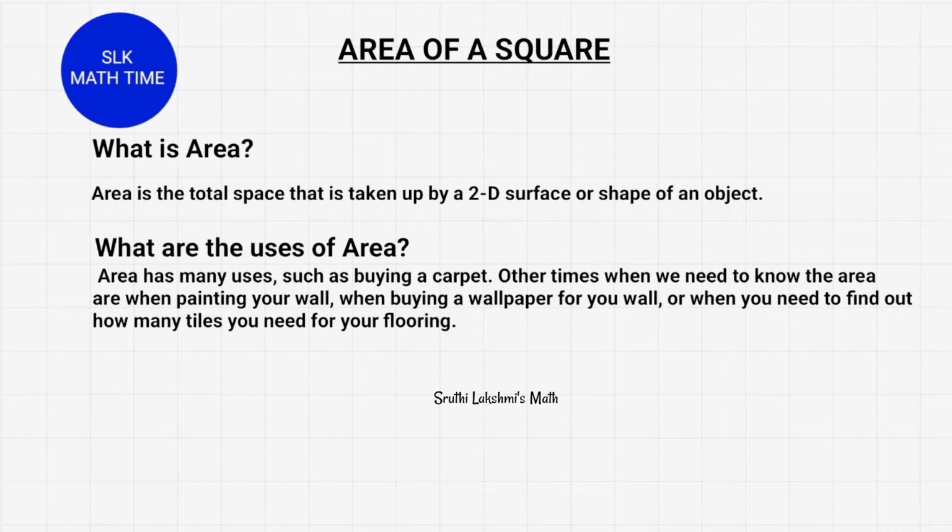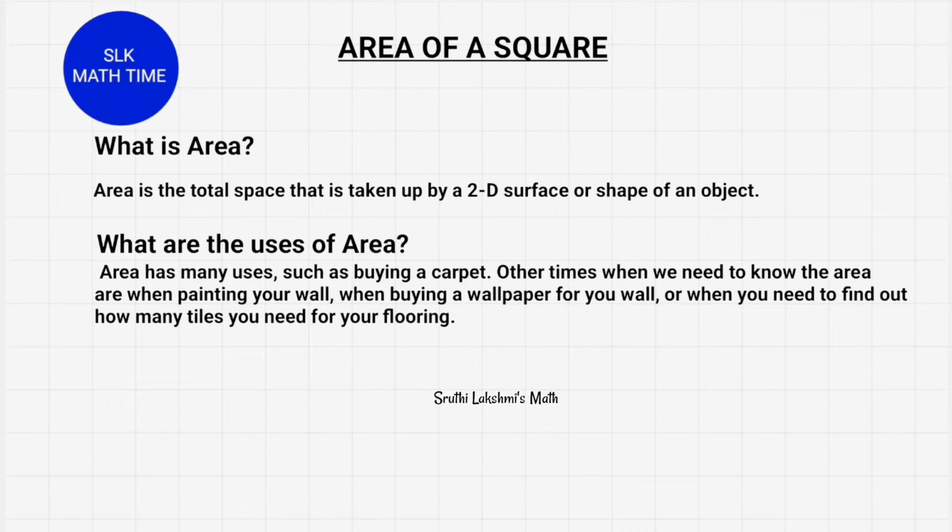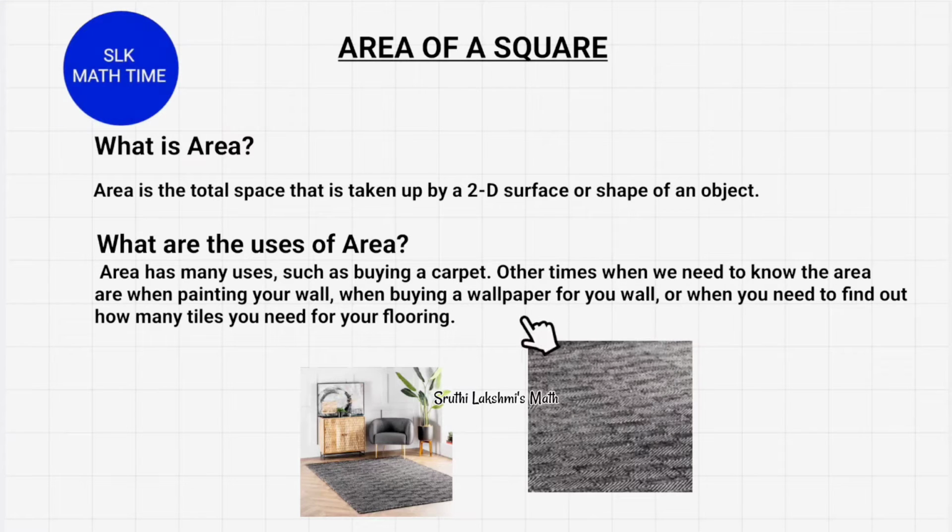Area has many uses, such as when you're buying a carpet. You need to know the area to buy a carpet because if you don't, it will be smaller or bigger than needed. Other times are when you are painting your wall or finding out how many tiles you need for your flooring. Here we see a square carpet and the dimensions are 6 feet by 6 feet. Remember, all the sides of a square are equal.